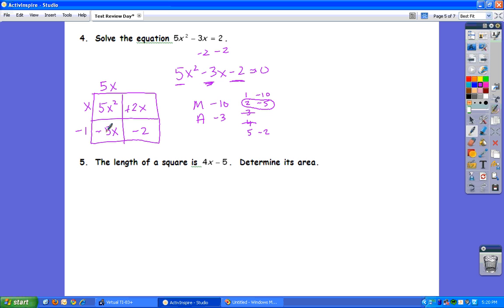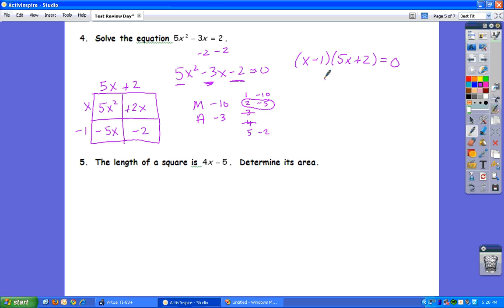5x times negative 1 will give me negative 5x. X times positive 2, that'll give me 2x. So I've successfully factored. And don't forget, this was equal to 0.